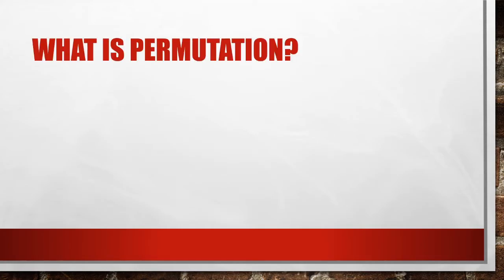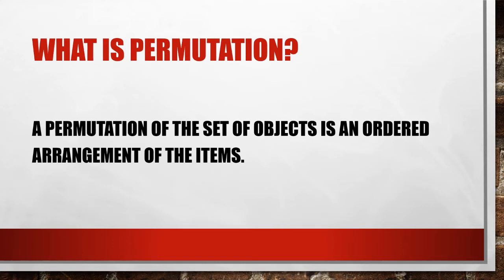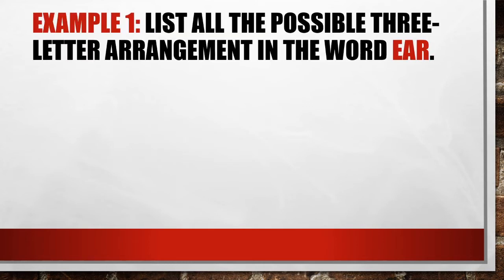What is permutation? A permutation of the set of objects is an ordered arrangement of the items. So remember, ordered arrangement. So the order here in permutation is important. Okay, so we have example number 1.